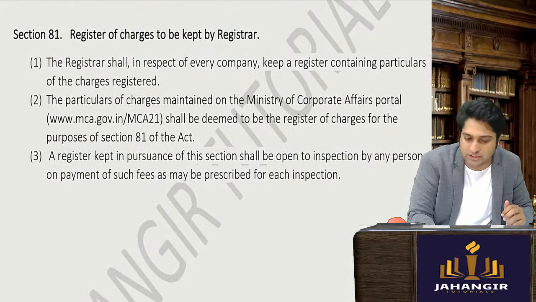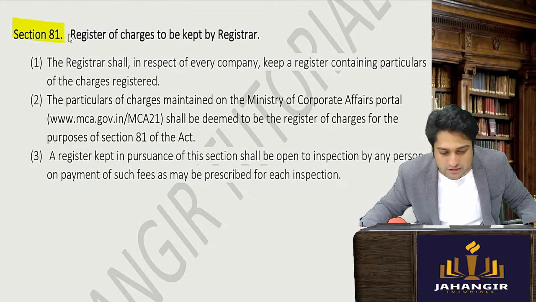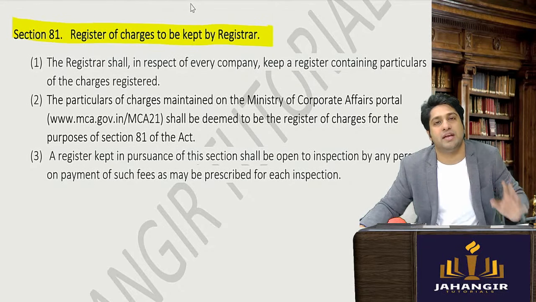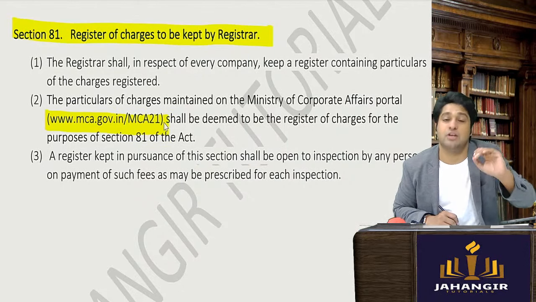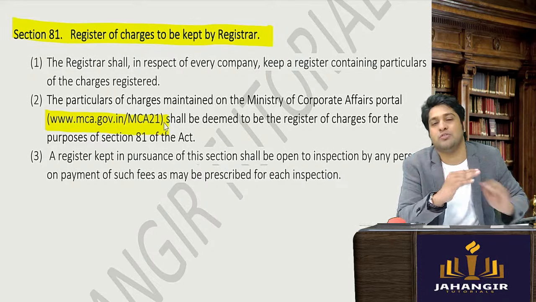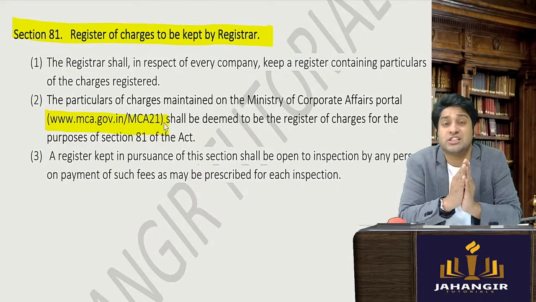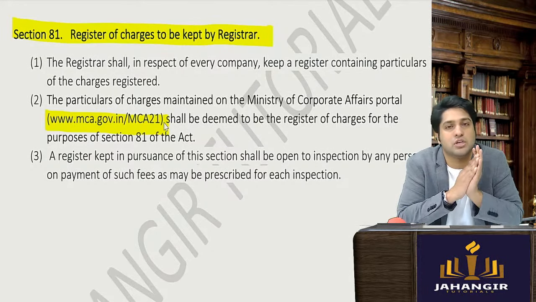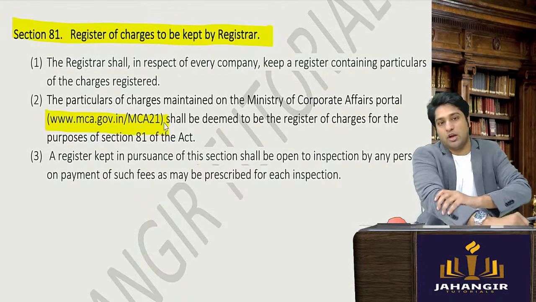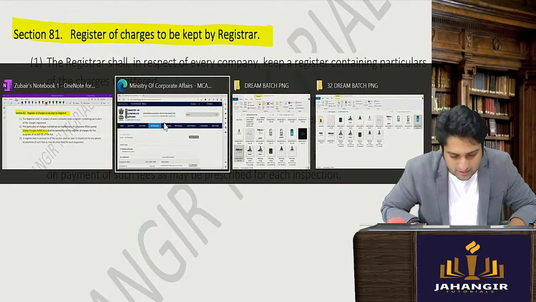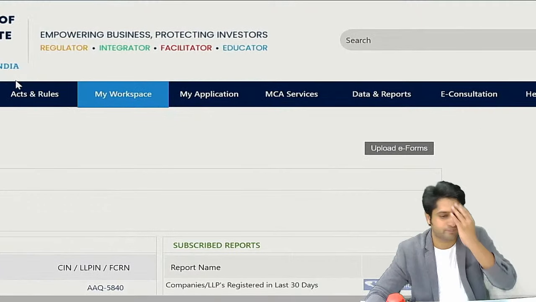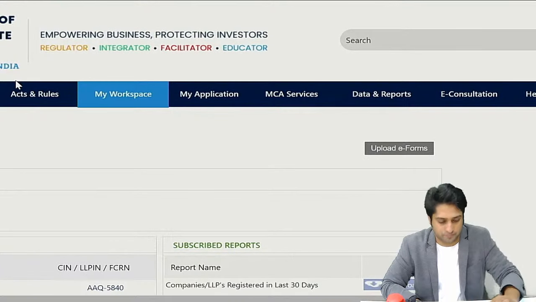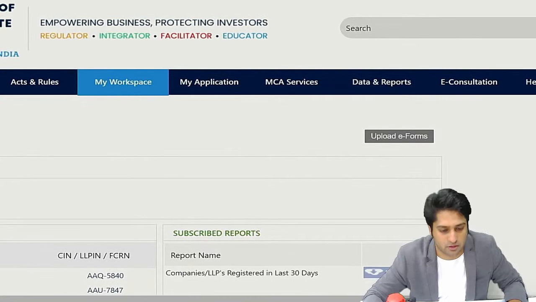Now the next section is section number 81. Section 81 talks about the register of charges to be kept by the registrar. So the MCA portal already maintains it, and you can go and check all the charges of any company. So there is no excuse that you did not know that the company has kept a property as security. Let me give you an example where I'll take you through the site. Can you see the screen? This is through my portal.